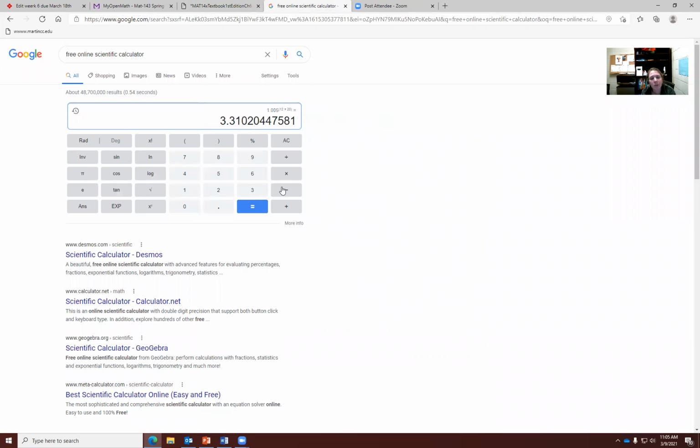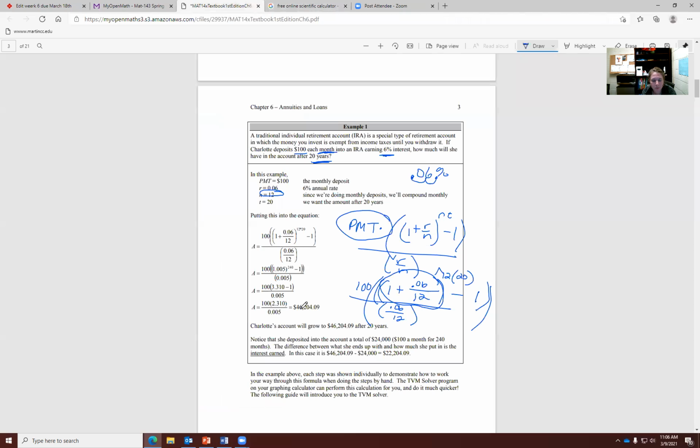Okay. The next thing I'm going to do, I'm going to subtract the 1 from that. It's going to give us this. And then we're going to divide it by, and I'm going to put parentheses, R over N. Okay, so it's going to be 0.06 divided by 12. I'm going to put that in parentheses, close that, equals. And then the last thing we're going to do is multiply it by that 100. And we get 46,204.09. Okay, and let's see if that's what they got. 46,204.09 is exactly what they got.